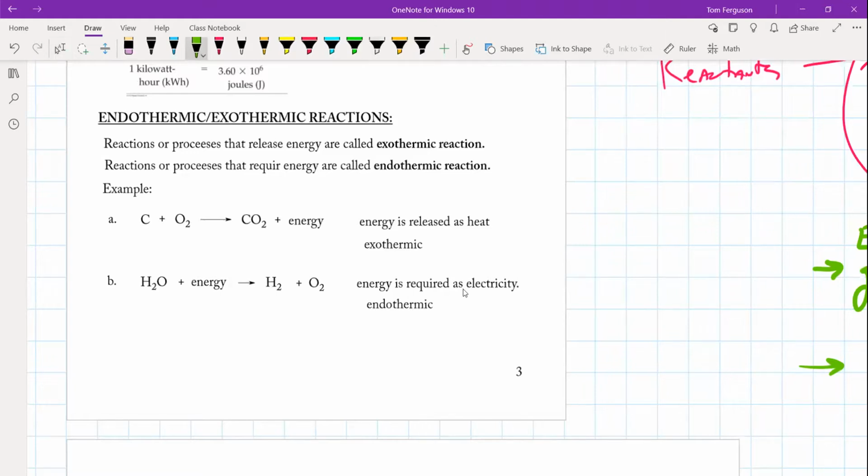Instead of carbon, let's put wood here, because wood is made up of cellulose, which is carbon and oxygen. Okay, so we have wood plus oxygen. That gives us carbon dioxide and water and energy. And what happens when we burn wood? It gets hot. That means the carbon dioxide and water are more stable than the original cellulose and oxygen.